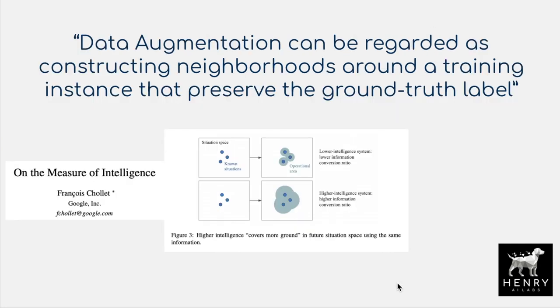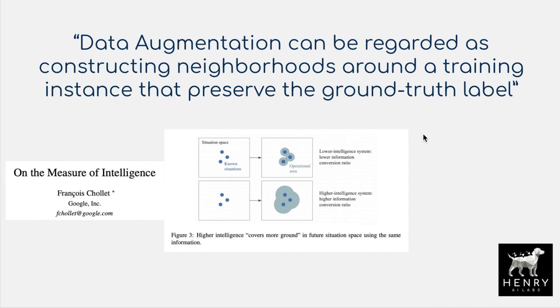As we unpack the CoDA algorithm, let's take a second to deconstruct this definition the authors provide about data augmentation, to get a better sense of how the algorithm is working and the intuition that's guiding the authors of the paper. So they define data augmentation as: data augmentation can be regarded as constructing the neighborhoods around a training instance that preserve the ground truth label.